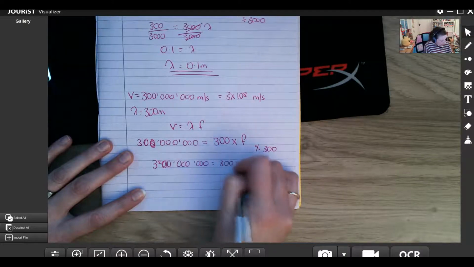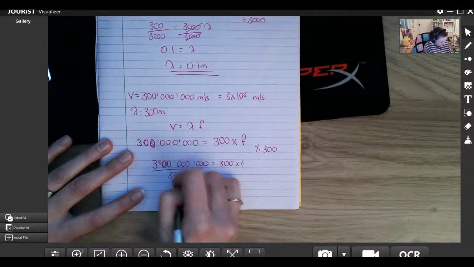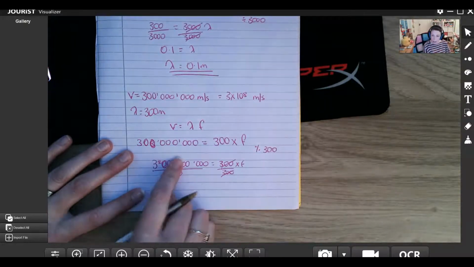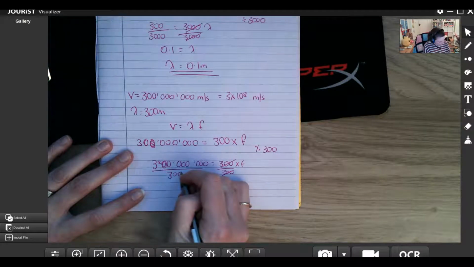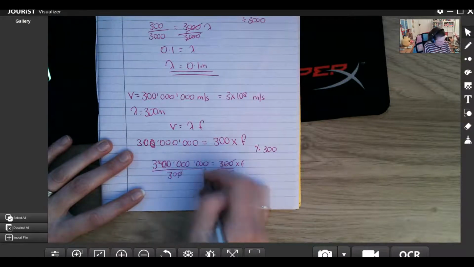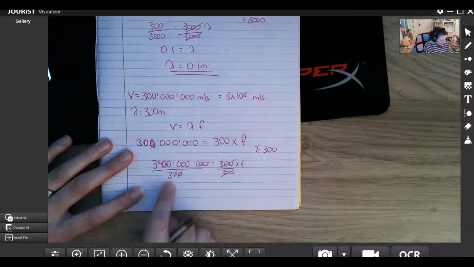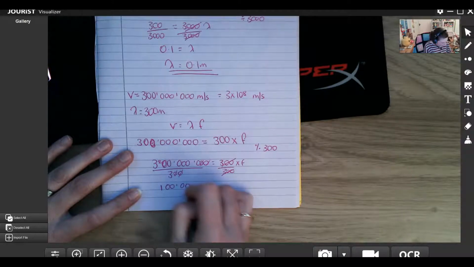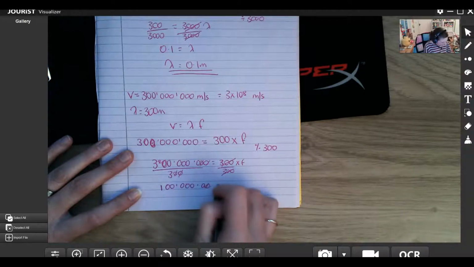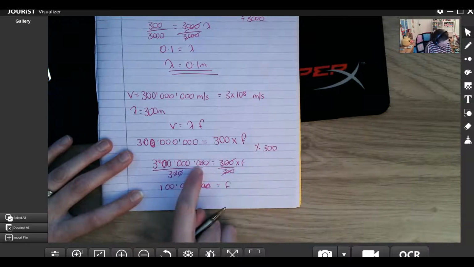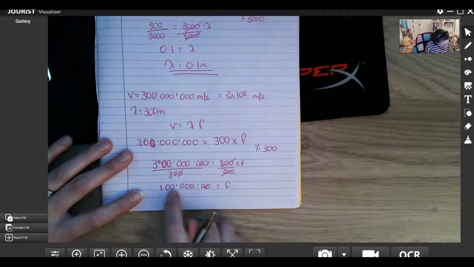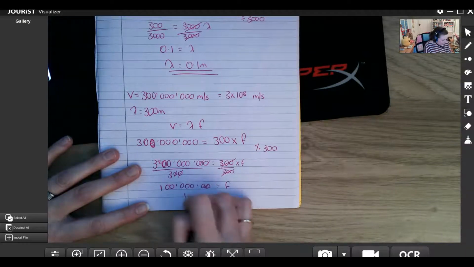And dividing both sides by 300. So those cancel, and then I just need to sort this out. They cancel, that cancels with that. 3 divided by 3 is 1. So I get 1,000,000 equals F. Is that the right number of zeros? 1, 2, 3, 4, 5, 6. Yeah, so you can do it on a calculator. It's a million.